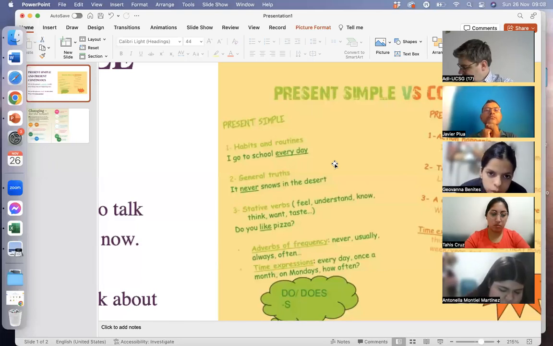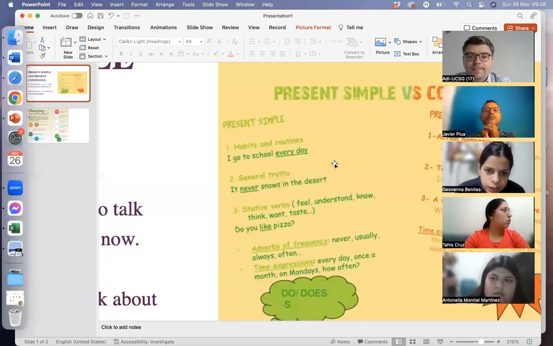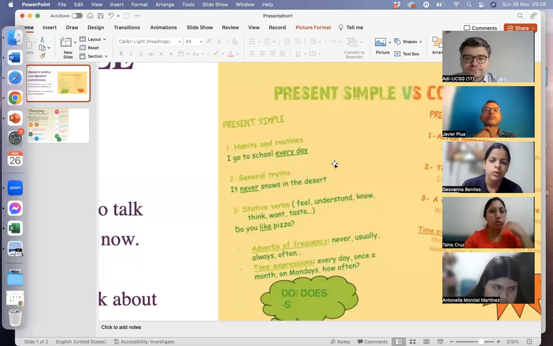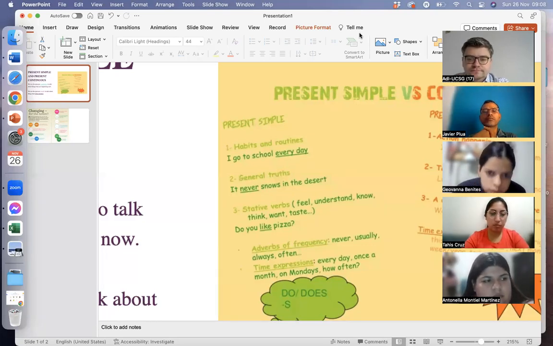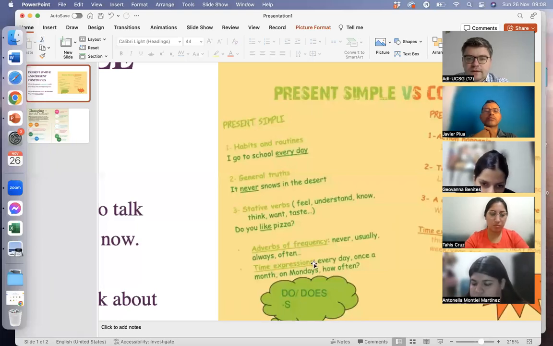Number 1, habits and routines. For example, I go to school every day. And number 2, general truths. It never snows in the desert. Very good. 3, stative verbs. Feel, understand, know, think, want, and taste. Do you like pizza? Adverbs of frequency: never, usually, always, often. And time expressions: every day, once a month, on Mondays, how often.